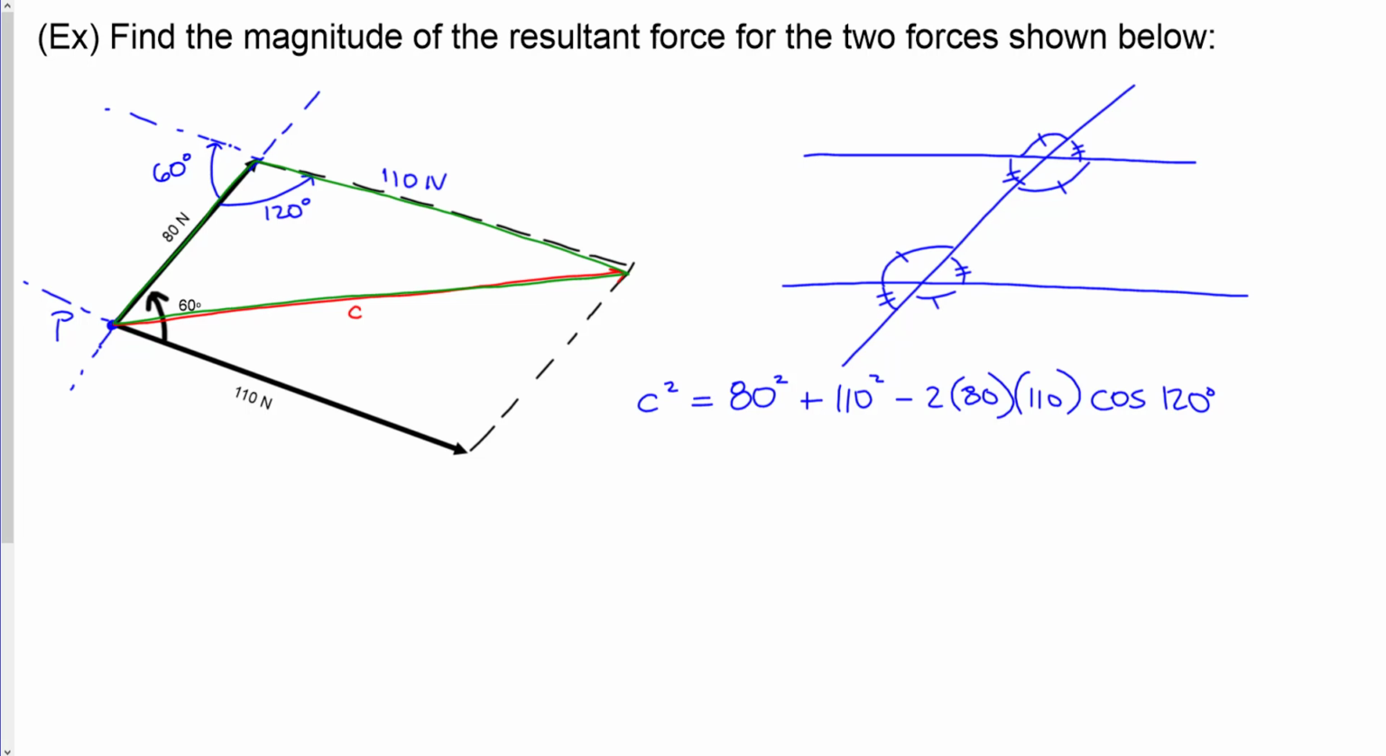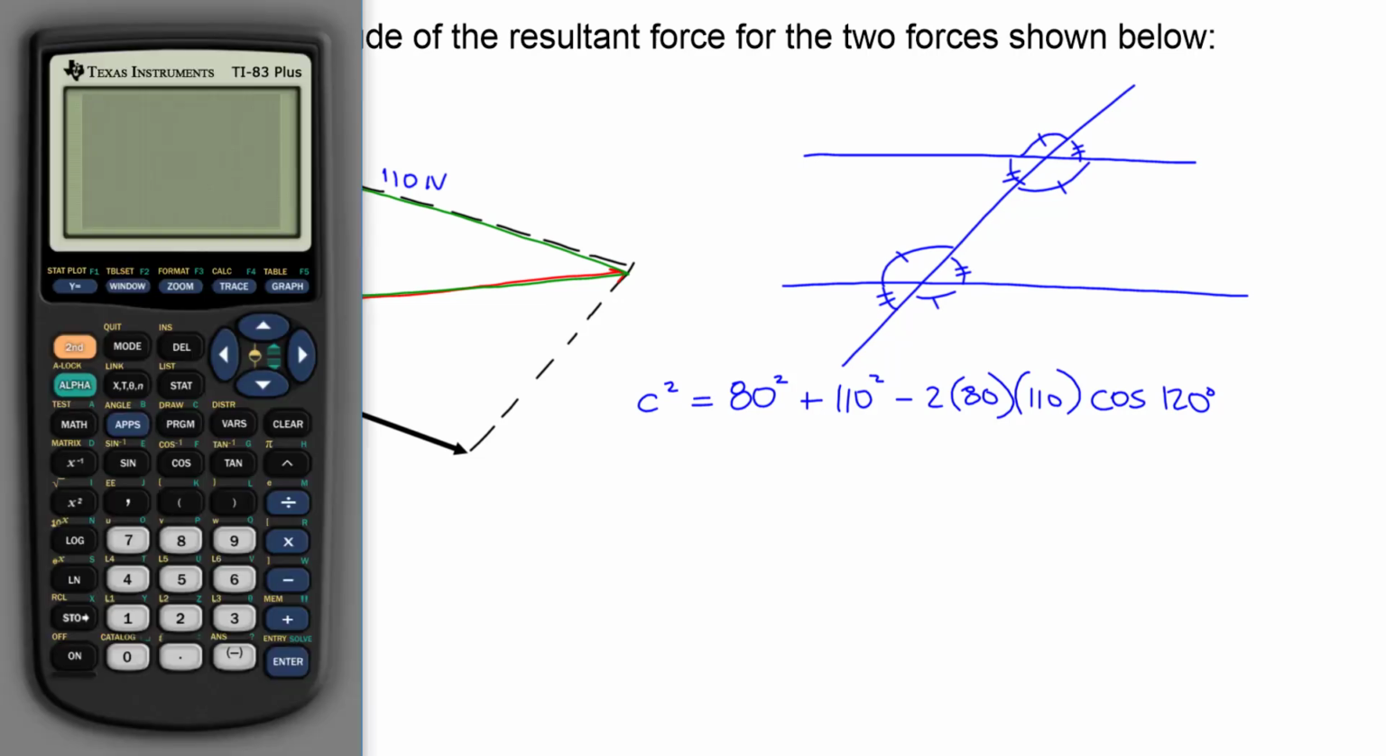And in order to solve this, I'll need a calculator. Okay, so I'll take 80 squared plus 110 squared minus 2 times 80 times 110 times the cosine of the angle between, which is 120 degrees. And I should verify, yes, I am in degree mode. Okay, so I should be good.